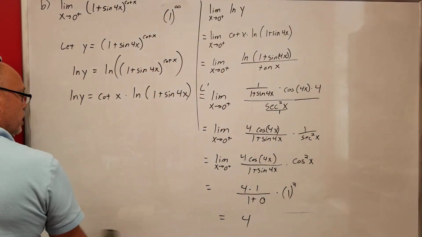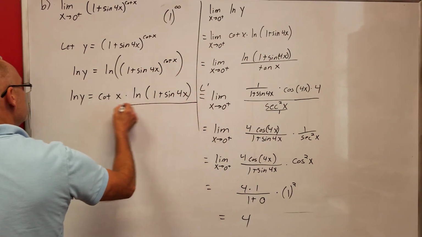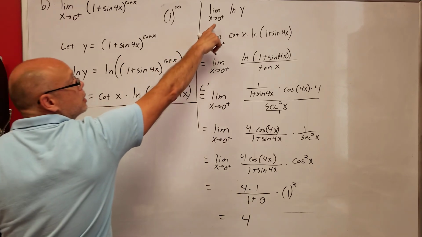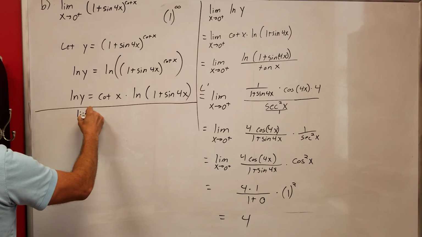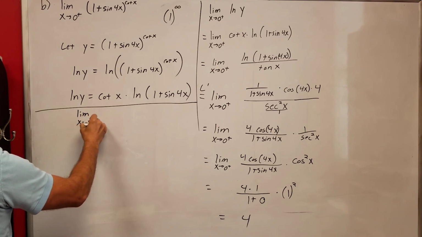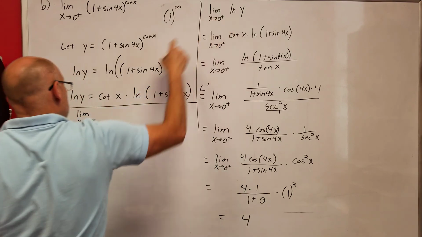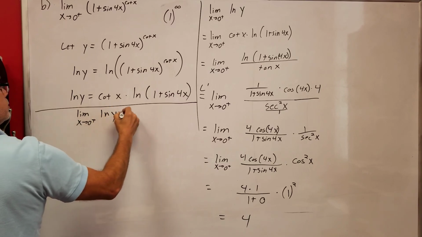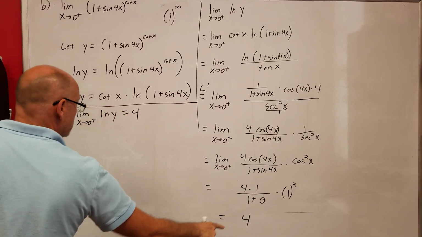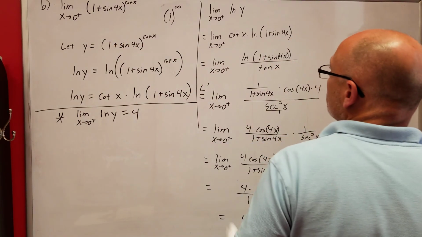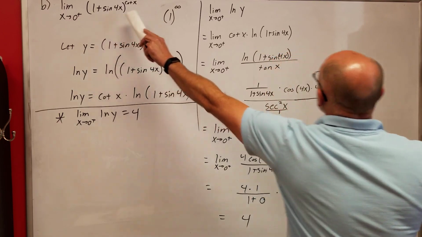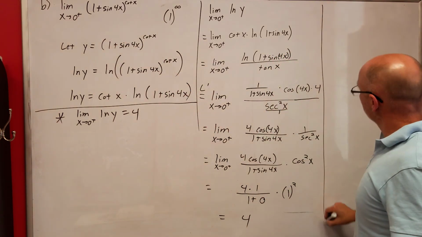So if that's 4 then, what did I just conclude? I just concluded this limit is equal to 4. So I just concluded the limit as x approaches 0 from the right of the natural log of y is equal to 4, we said. I'm about to use that in a second. All right, but what I really want is this limit here. So we go back to that limit.